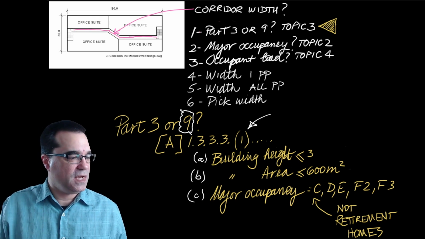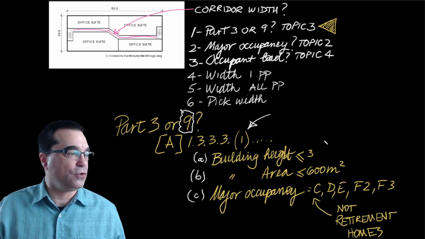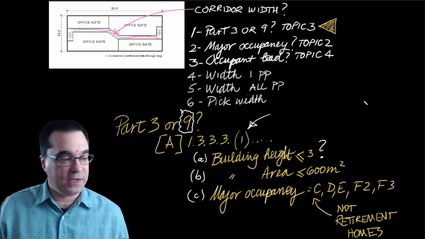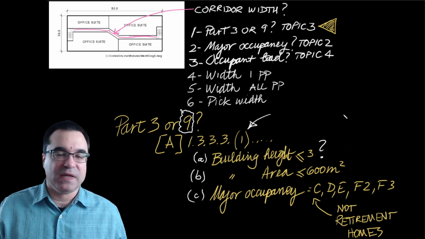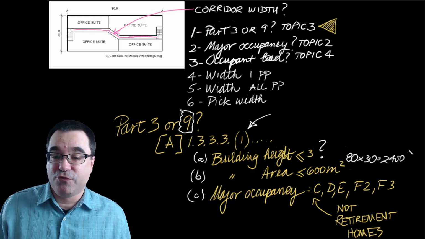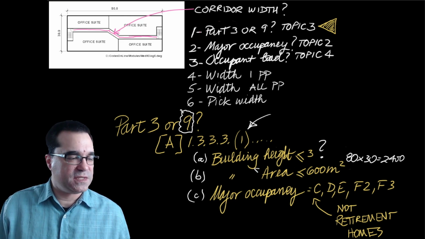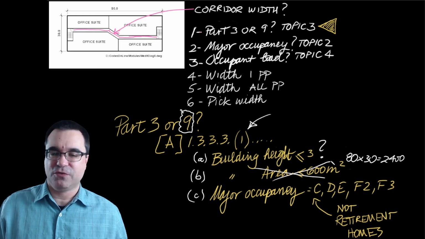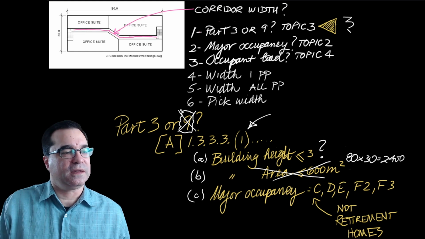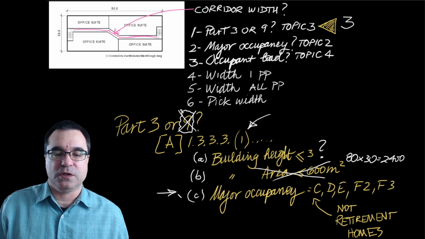So let's look at this. Building height in this case needs to be less than or equal to 3 stories. We don't know how many stories this building has, so we can't make a judgment related to that. The area needs to be less than or equal to 600 meters squared. For us, it's 2,400 meters squared. That's definitely more than 600 meters, so this item here fails. It's automatically not a part 9 building, it's automatically a part 3 building. Okay, we don't even need to look at the third condition here.